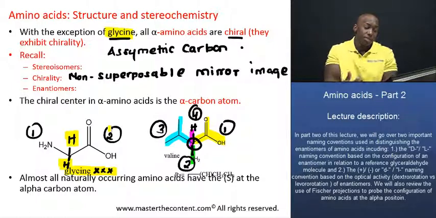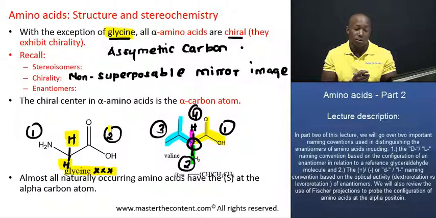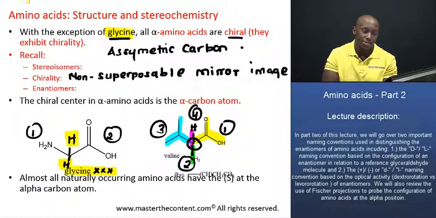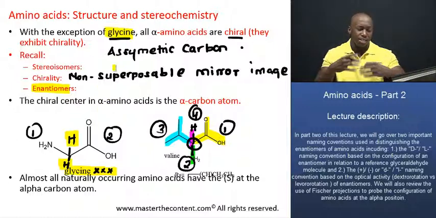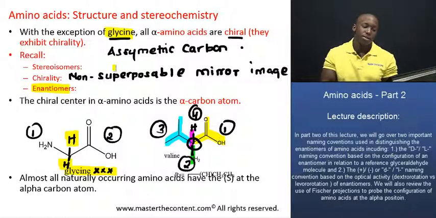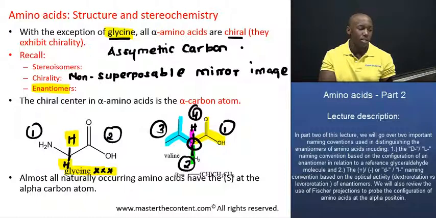Now, enantiomers are basically non-superposable mirror images of each other. So if you took a chiral molecule and got its mirror image, those two would be what we refer to as enantiomers. So that's a bit of a recap, to jog your memory a little and ease you into what we're going to be talking about. And so what we're going to do now is move on.